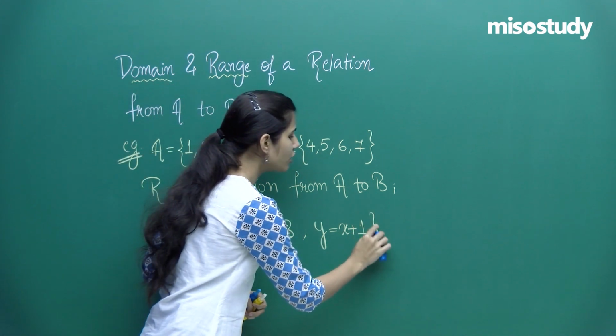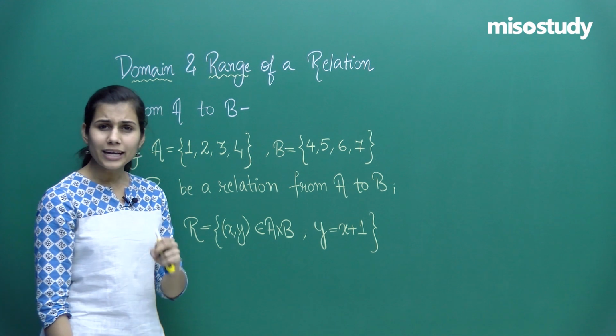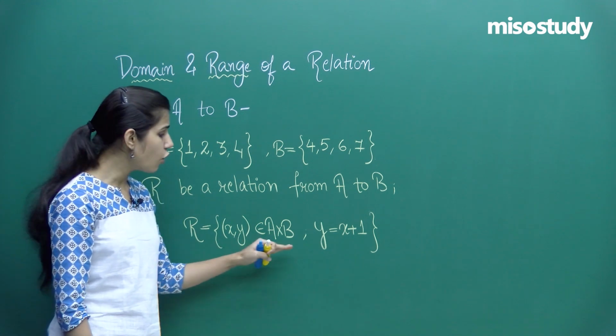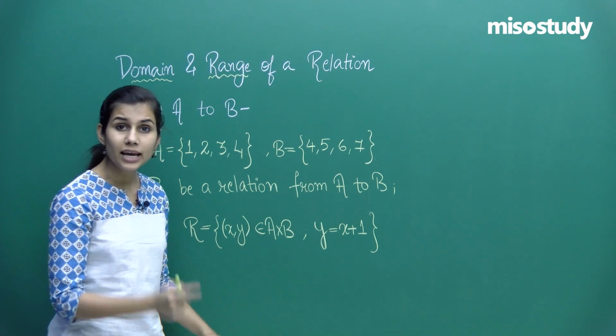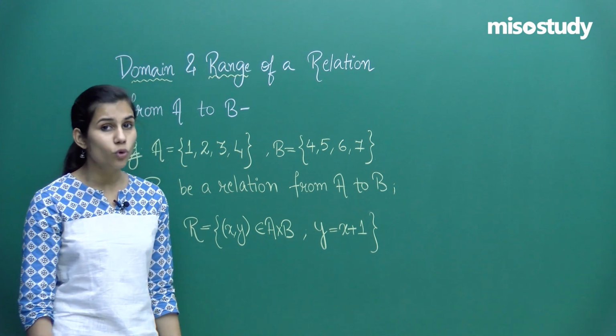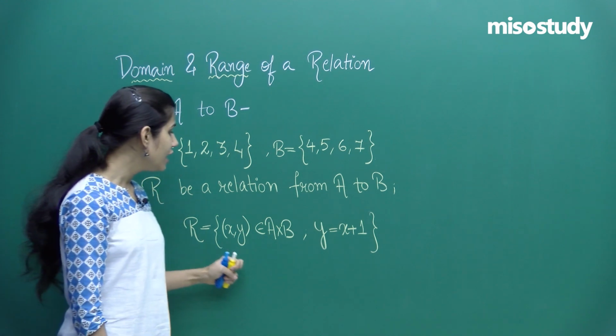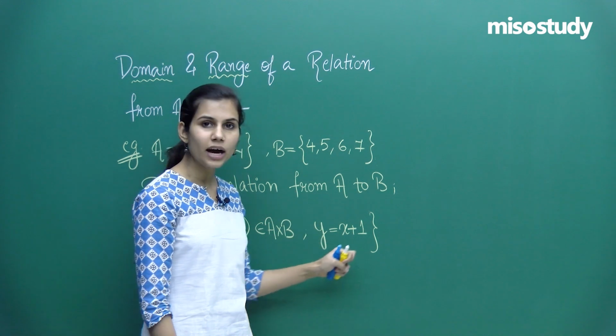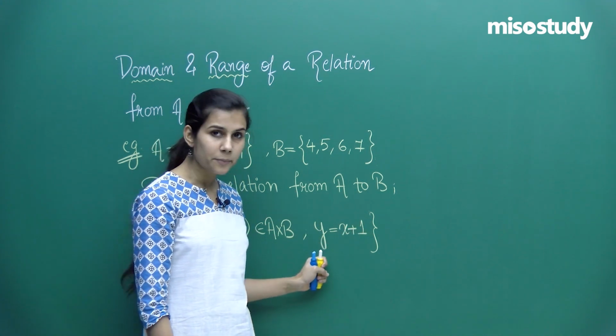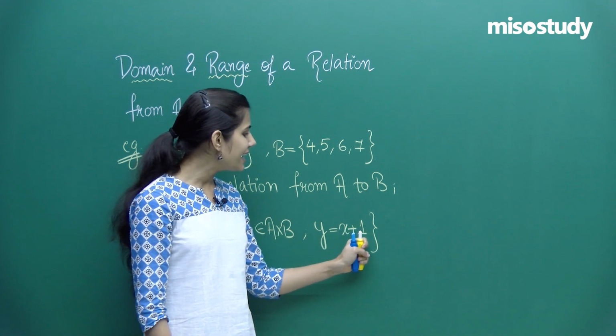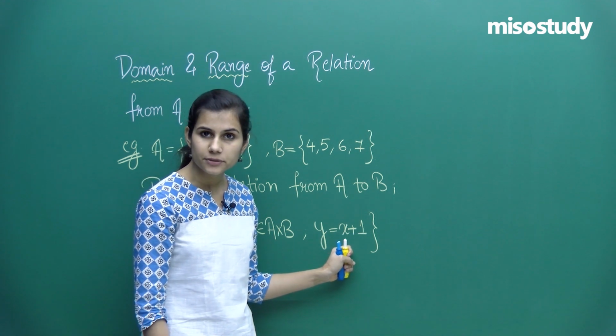This is what I want to stress on. That means I am not interested in all the ordered pairs of A cross B. I am only interested in those ordered pairs of A cross B which actually satisfy this rule of the second element being obtained by adding 1 to the first element.